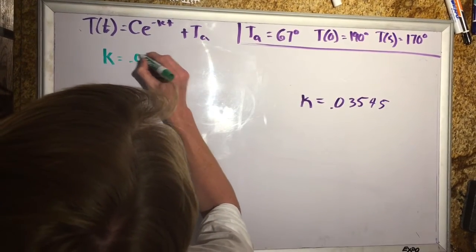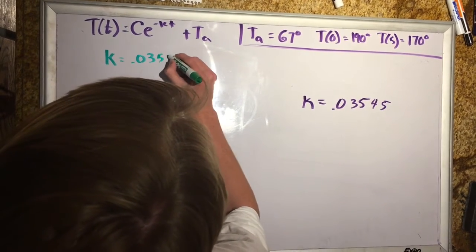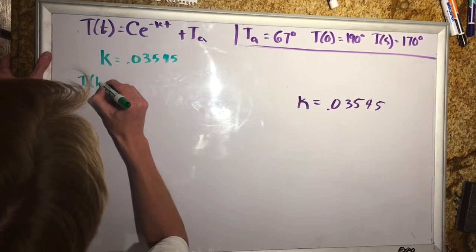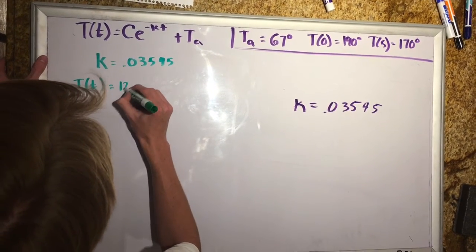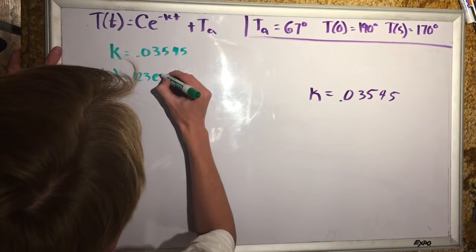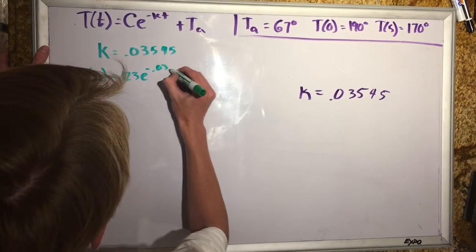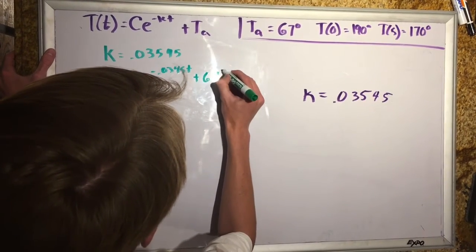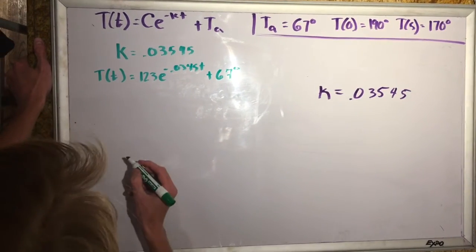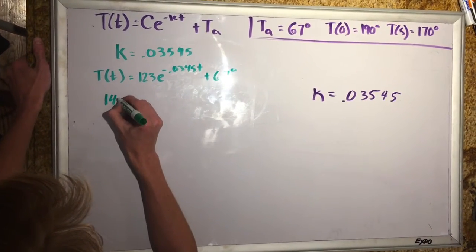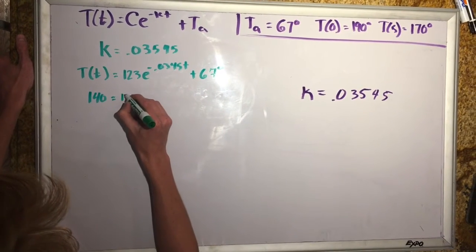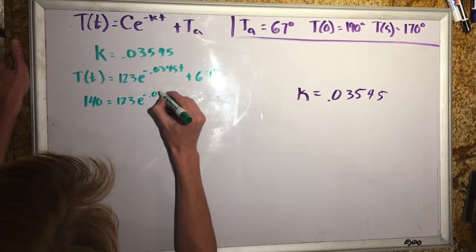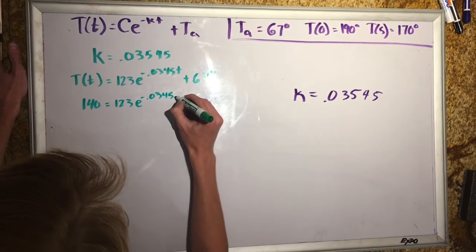With our k value of 0.03545, we can predict when the brownies will be at the perfect eating temperature of 140 degrees. Our new equation is T is equal to 123 e to the negative 0.03545 t plus 67 degrees. If we place 140 in for T, we get 140 is equal to 123 e to the negative 0.03545 t plus 67.